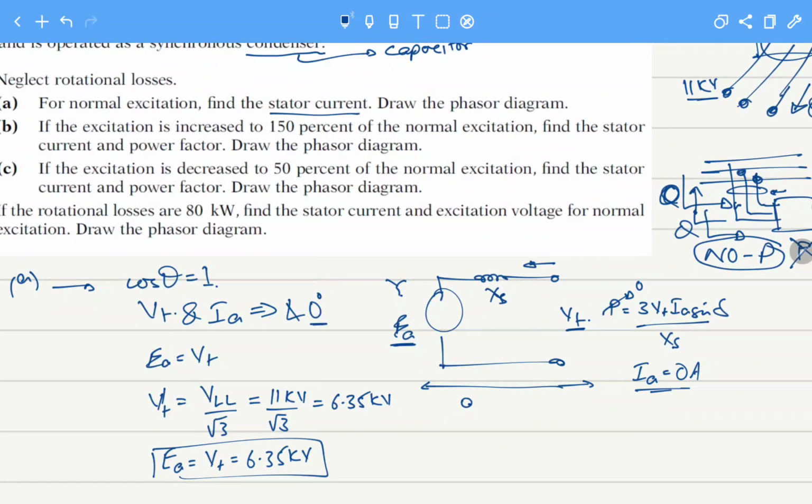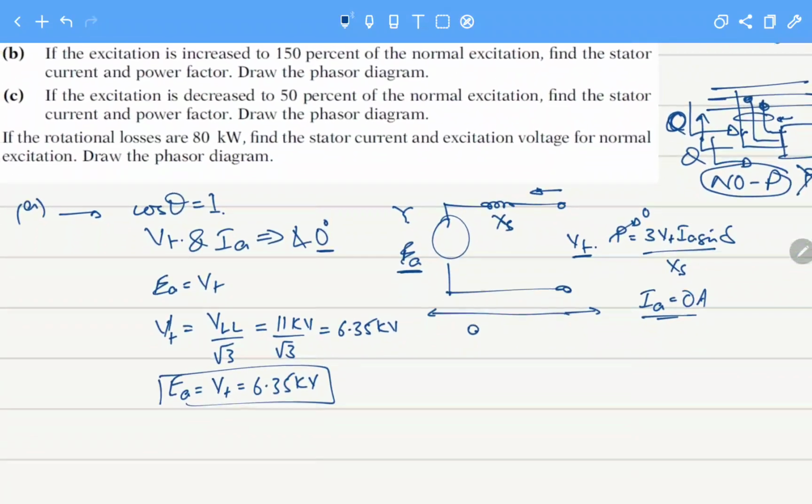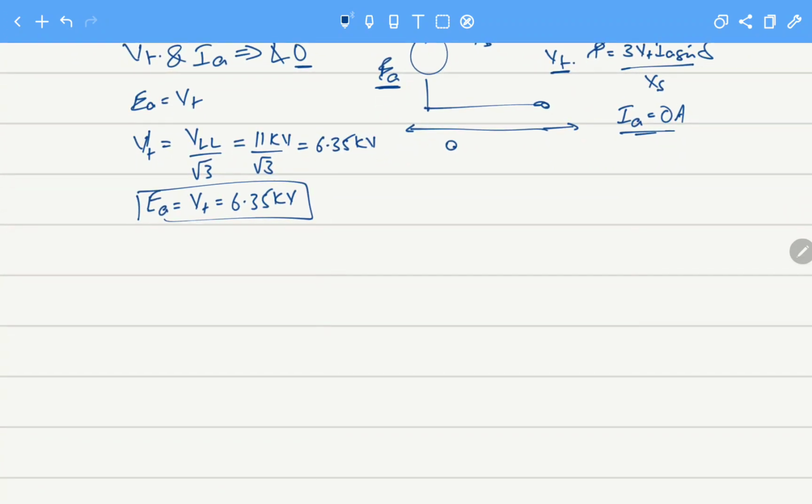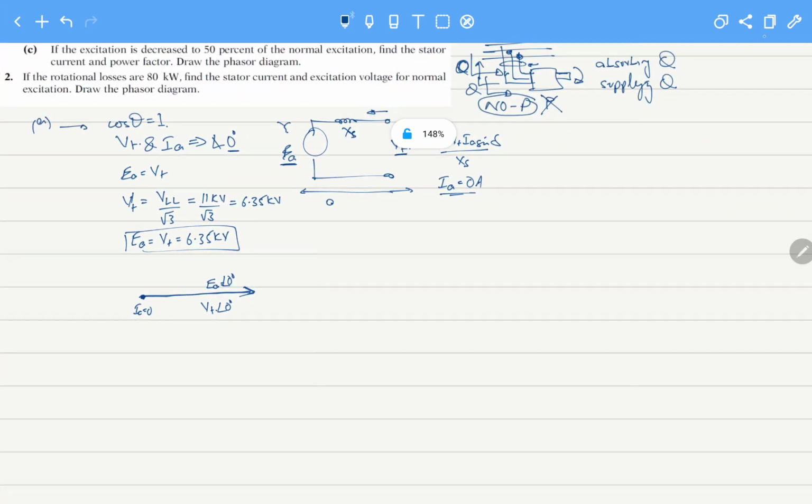Find the stator current: the stator current was 0. And draw the phasor diagram. The phasor diagram for this case will become: this is our Vt with angle 0, and current Ia, which is 0, and Ea is the same as Vt with angle 0 degrees. So this will be the phasor diagram for this case.